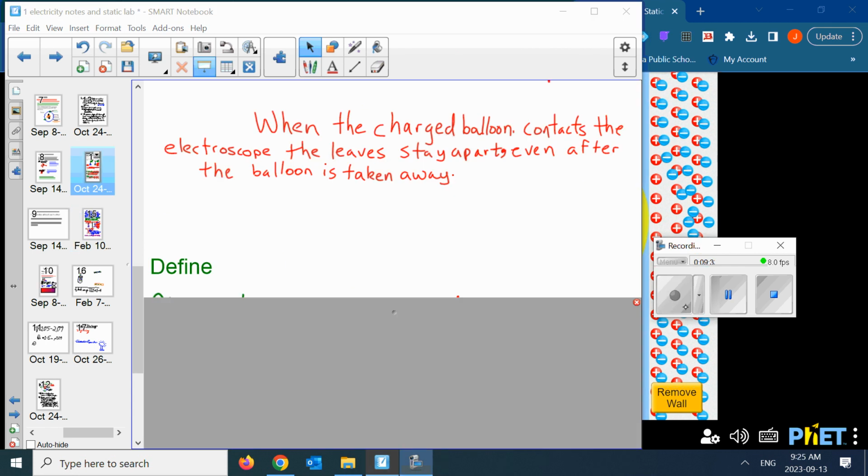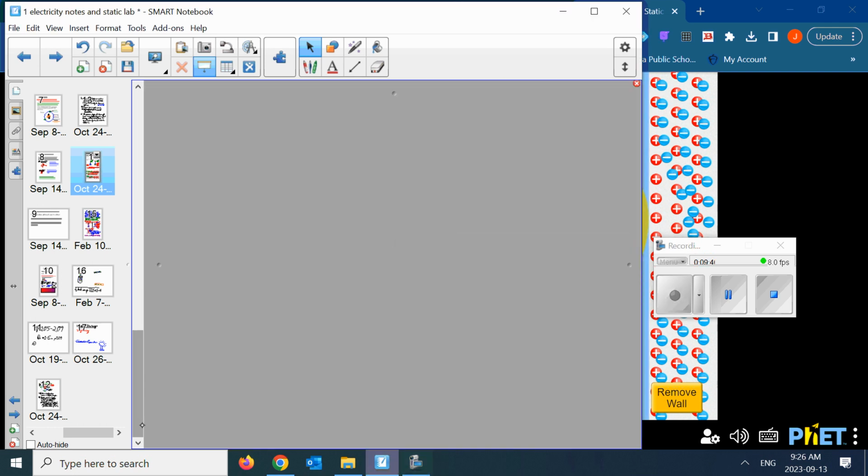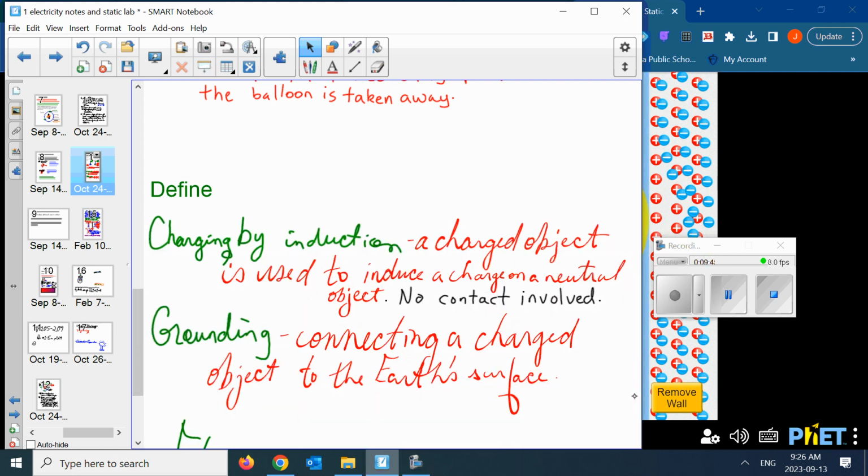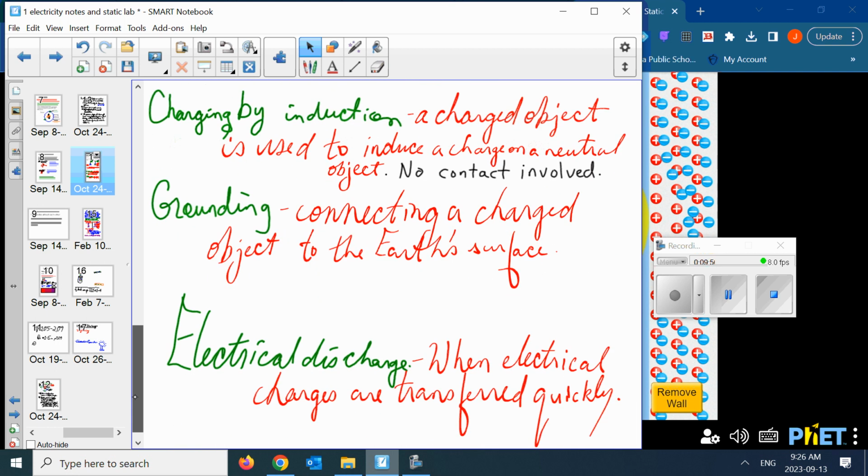So we got this statement down about the charged balloon. We've got the diagram, contact, electroscope. There's a few other terms that we need to understand now that we've talked about it. What is meant by induction, grounding, and electrical discharge? And it's all in handwriting, so this sucks, right? So I'm going to type it over. If you could get a start though, charging by induction. I'm going to just retype it at the same time, and it'll be replaced.